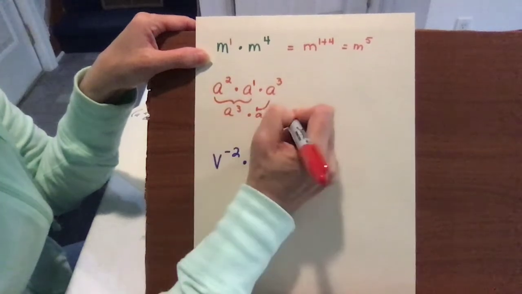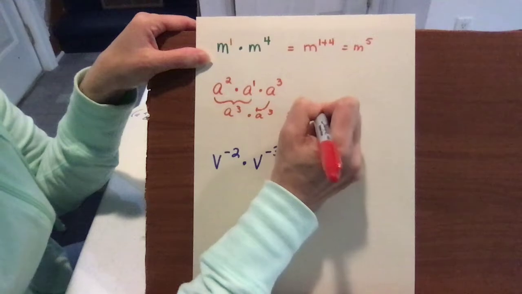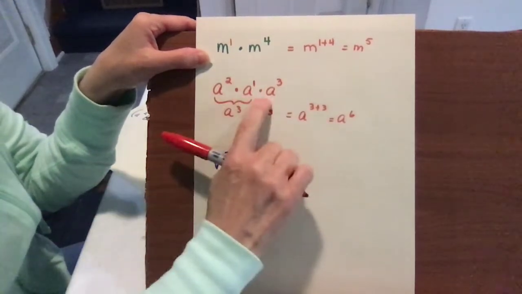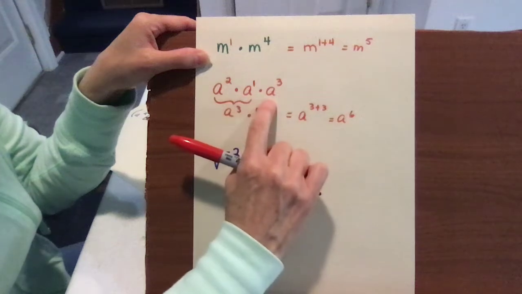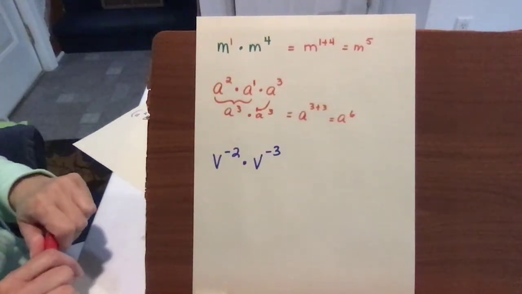A cubed times a cubed: multiply like bases, keep the base, add the exponents, a to the 6th. You could have also done that here. We're multiplying the same base across. 2 plus 1 plus 3 is 6, so a to the 6th.